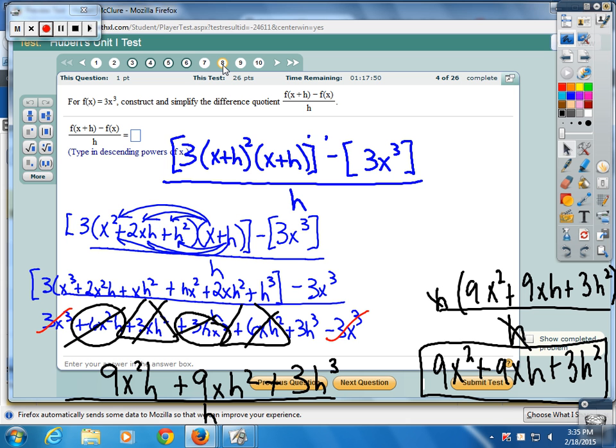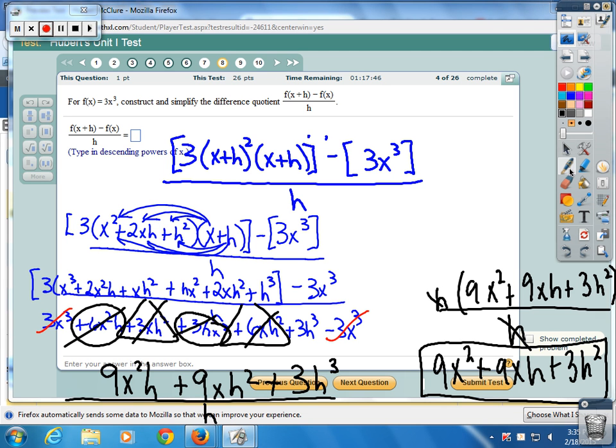Okay. Let's take this over to the next page. I'm going to show you what you're going to do in calculus, just for your own information.